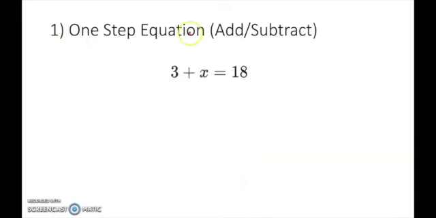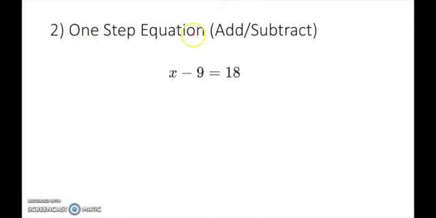In this first one-step equation, I'm going to be solving for x. To do that, we need to isolate x by itself on one side of the equal sign. Well, how is x attached to this positive 3? Well, it's by addition. So what is the opposite of addition? That's right, it's subtraction. So we're going to subtract 3 from both sides of the equation, leaving us with x is equal to 18 minus 3 is 15.